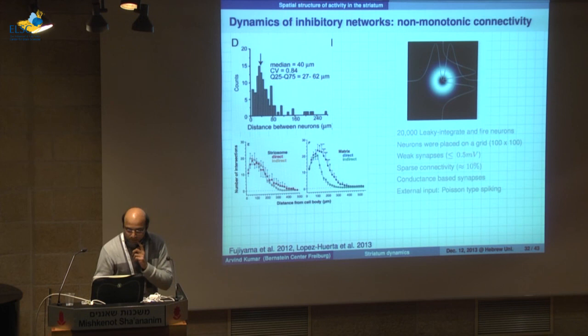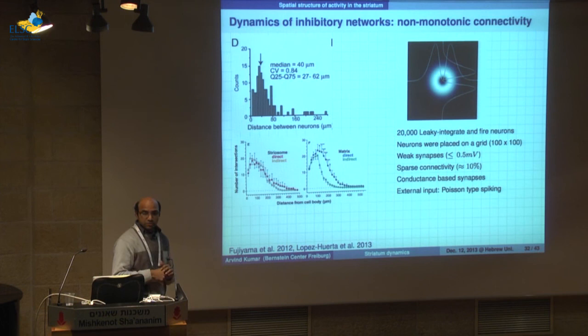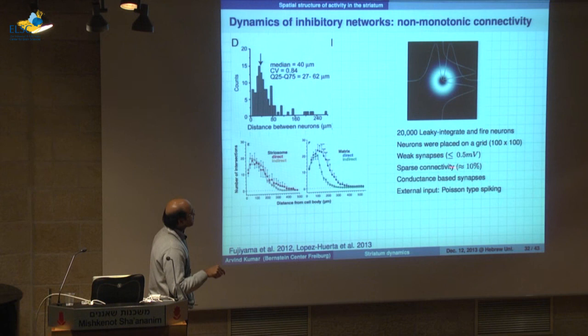So the question was whether this kind of connectivity can give us something more about these assemblies. So we started first with the simulations. You start with a simulation of 20,000 leaky integrate-and-fire neurons, consider weak connections, average connectivity of 10% or so, and see what comes out.